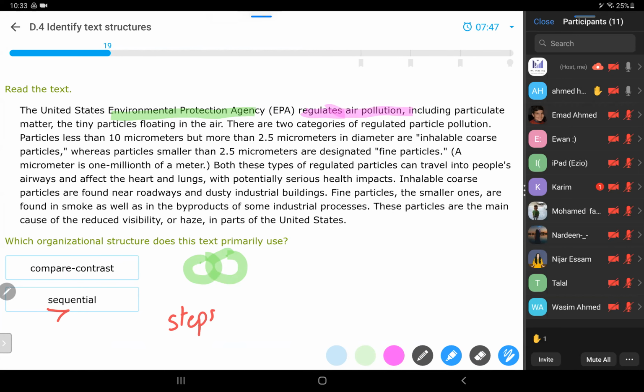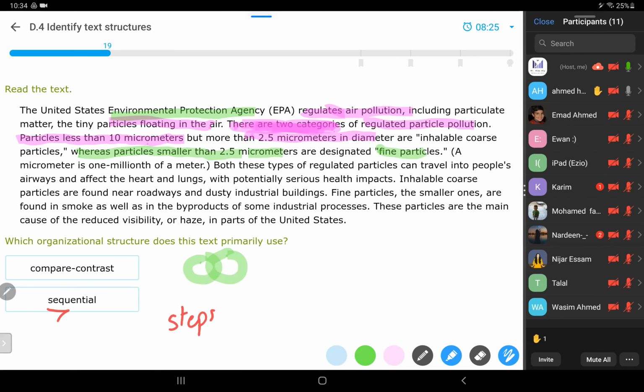Regulates, like, tries to control air pollution, including particulate matter, the tiny particles floating in the air. There are two categories of regulated particle pollution. Particles less than 10 micrometers but more than 2.5 micrometers in diameter are inhalable coarse particles, whereas particles smaller than 2.5 micrometers are designated fine particles.